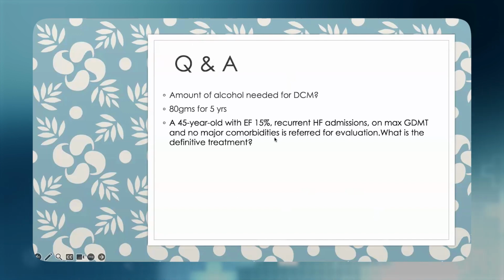Now, the second question: a 45-year-old with EF 15%, recurrent heart failure admissions on maximum GDMT and no major comorbidities is referred for evaluation. What is the definitive treatment? Definitive treatment. Maximum GDMT, recurrent heart failure admissions, EF 15%. Anyone? CRT. No, definitive treatment is heart transplant.